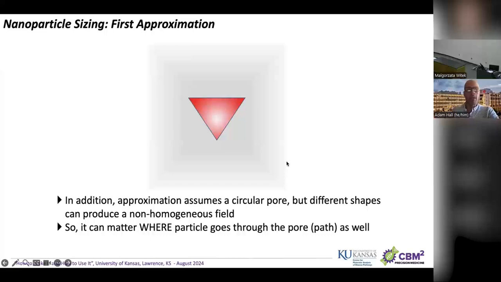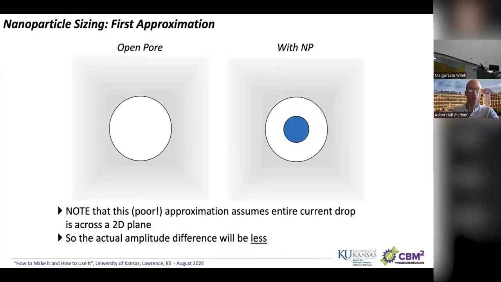A couple of caveats to that. Oh, sorry, I skipped right over this. This is a poor approximation because it's assuming that the current drop, in other words the electric field lines, is all happening over a 2D plane. But in reality, that can't happen, right? The electric field does extend out into either side of the pore quite a bit. So this is just an approximation, and the amplitude that you actually measure will be less than that 4x.